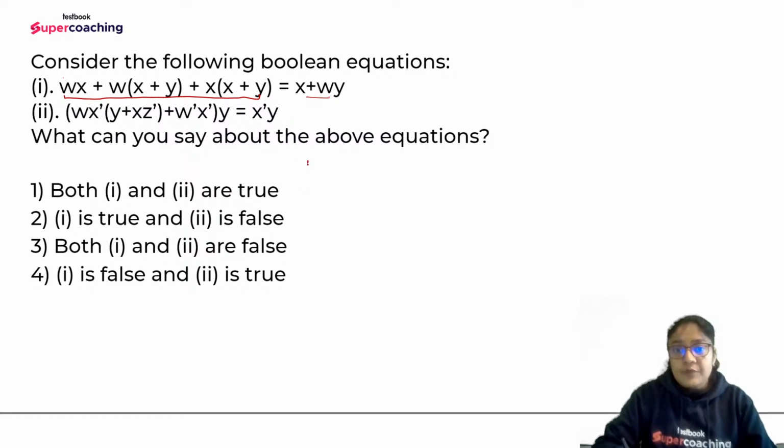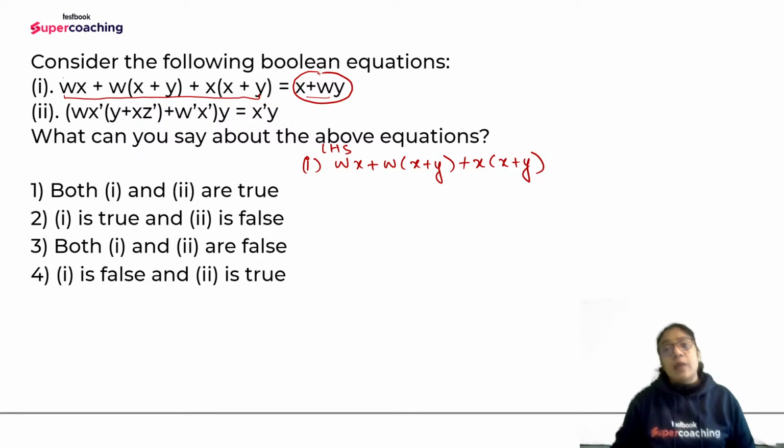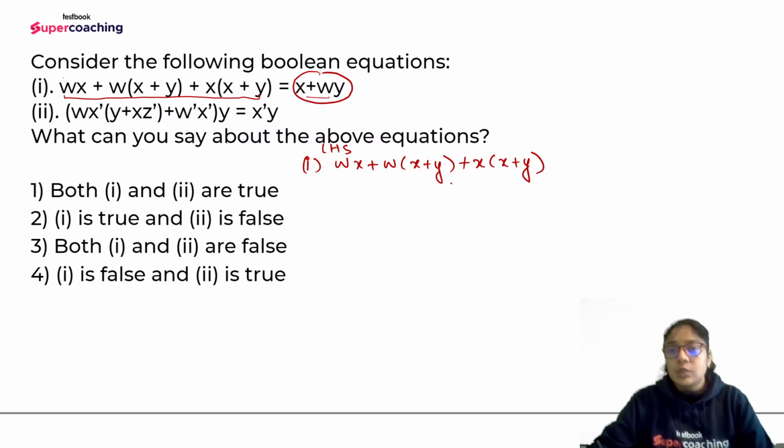So I'm taking the first expression. This is wx plus y plus x into x plus y. This is the left hand side. I'm starting from the left hand side. Right hand side is x plus wy. After minimizing, we will check, are we getting x plus wy? So what should I do here? I can't figure it out.